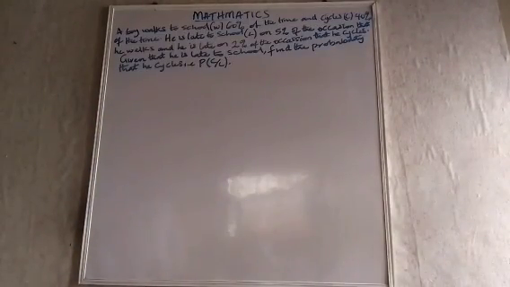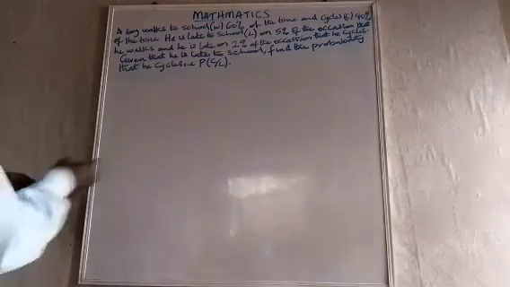A boy walks to school 60% of the time and cycles 40% of the time. He's late to school on 5% of the occasions that he walks, and he's late on 2% of the occasions that he cycles. Given that he's late to school, find the probability that he cycles. That is P(cycles | late).